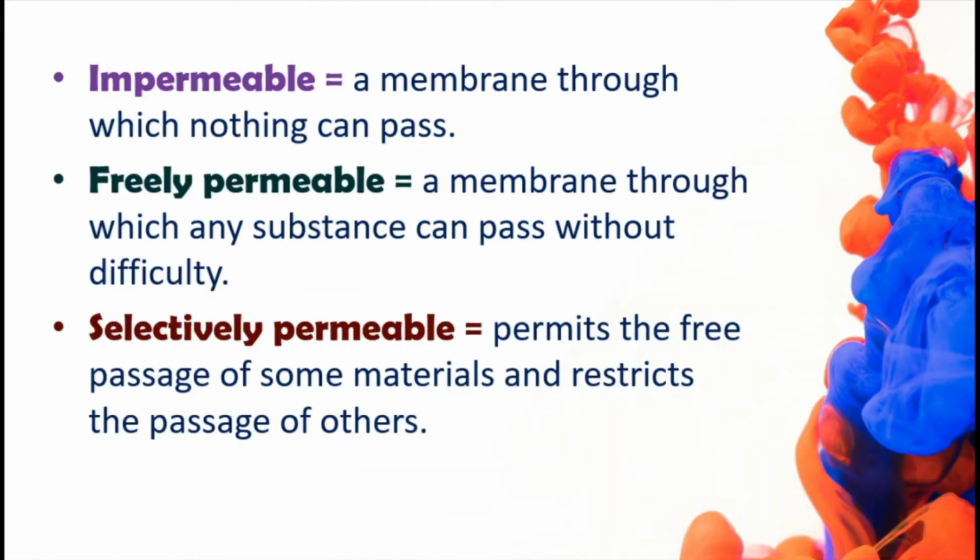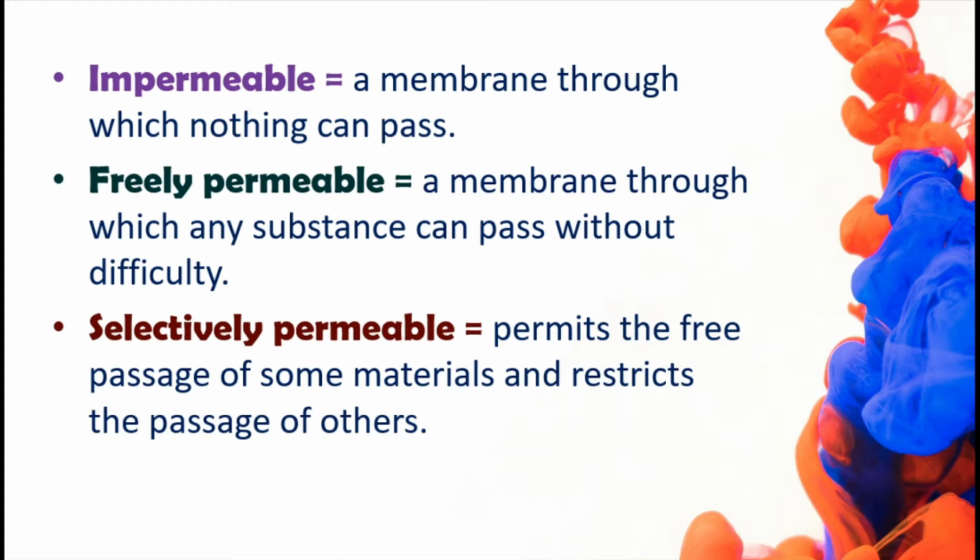Now, there are three terms that we also need to understand in relation to the property of your plasma membrane, which I mentioned, your permeability. The first term is what we call impermeable. When we say impermeable, it is a membrane through which nothing can pass. That is why we call it impermeable. So, not everything can actually enter the cell membrane.